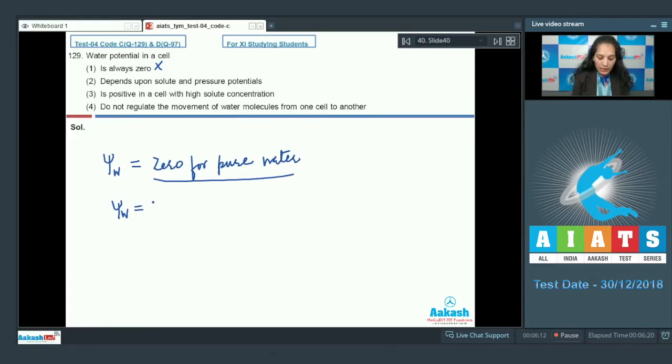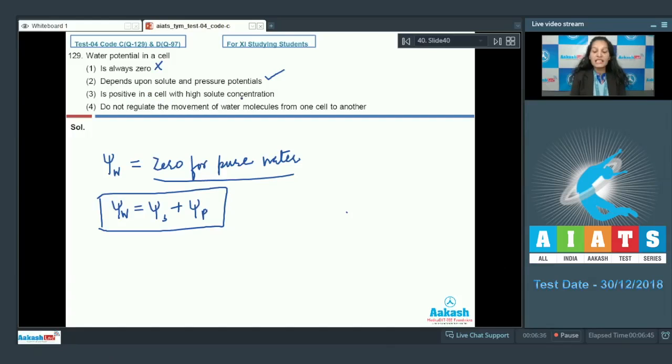Second, depends upon solute and pressure potentials. Yes, because psi W can be calculated with this formula: psi W is equal to psi S plus psi P. Psi S is solute potential and psi P is pressure potential. Hence, psi W depends on psi S plus psi P. So this is correct. Water potential is positive in a cell with high solute concentration? It cannot be possible, as you can see that the maximum water potential, for pure water, is 0. When you add some solute, it will be negative, not positive.